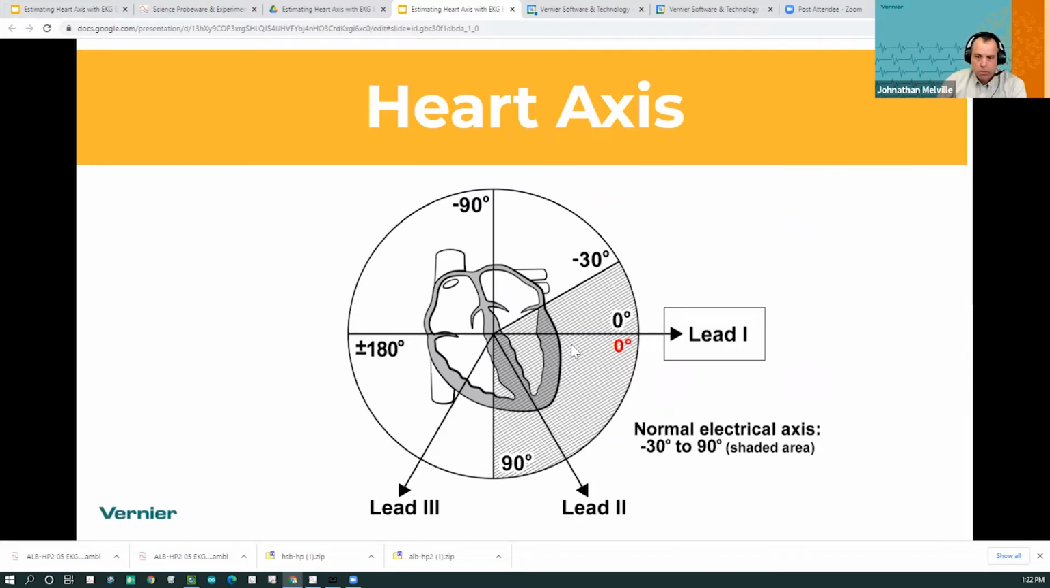Questions? Any questions at all? I can send you this data and you can analyze it. That would be our next step if you have any questions.